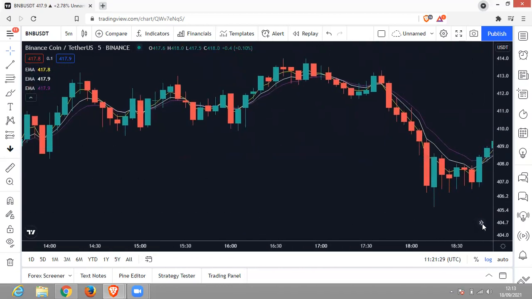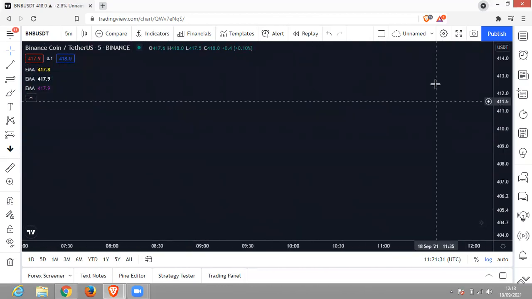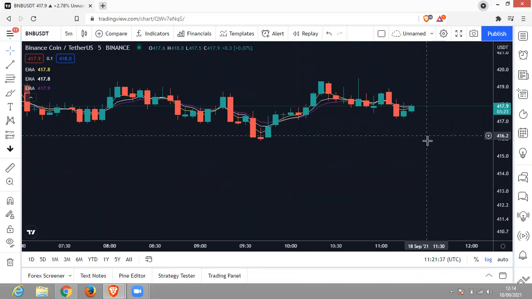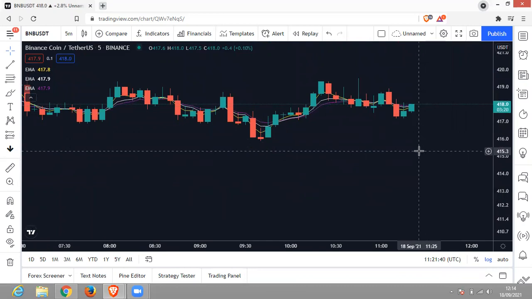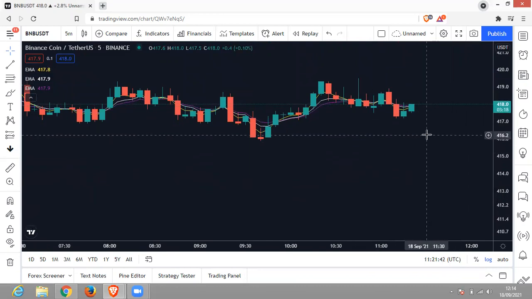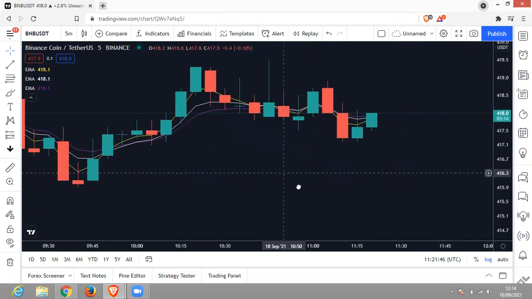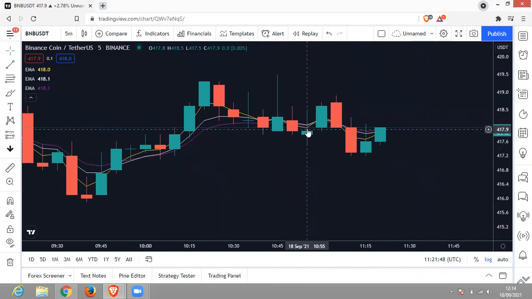So finally, let's see if there's been a crossover of our BNB. It's still trying to form. Now let's wait for it to finish forming before we go ahead to do our entry. So if it crosses, we are going to enter this trade, but if it doesn't, we are going to hold it.